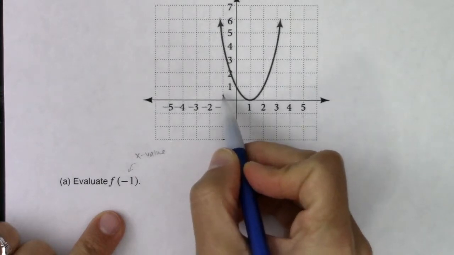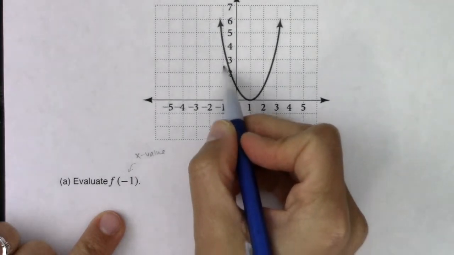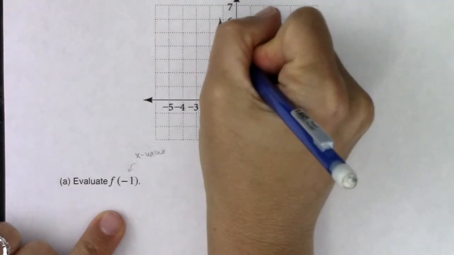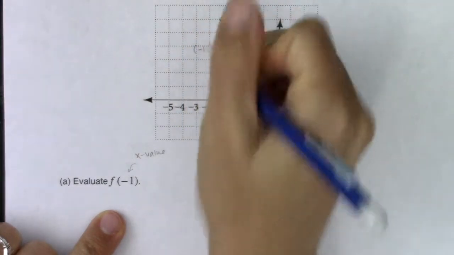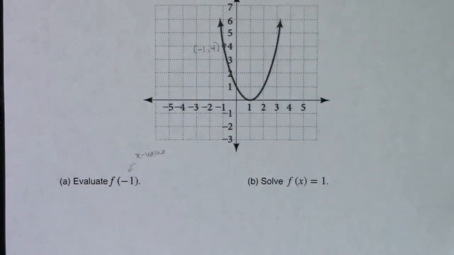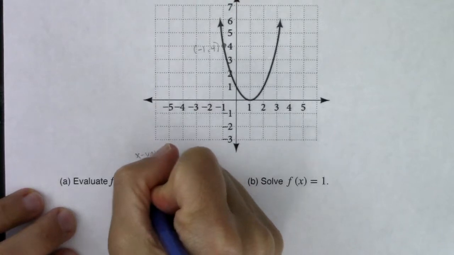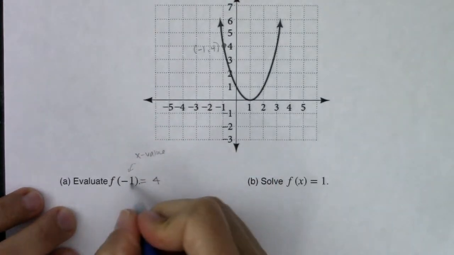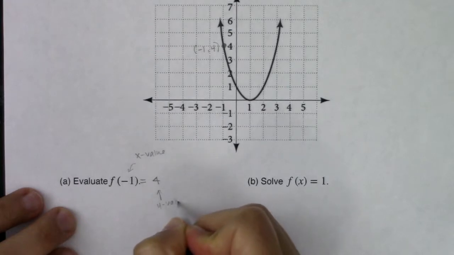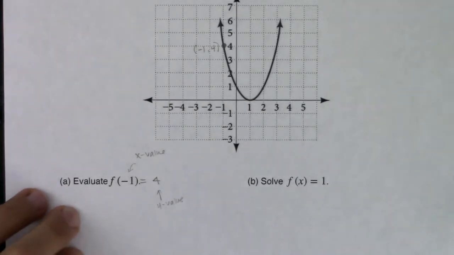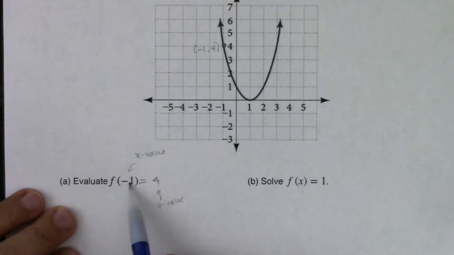So if I start to take a look at the ordered pair, it looks like the point, the ordered pair, is here at -1, 4. So if I want to evaluate f of -1, well, that will be equal to 4. Because again, this is your x value, this is your y value, and we're using function notation to say that when you plug in an x value of -1, you get 4 back out.